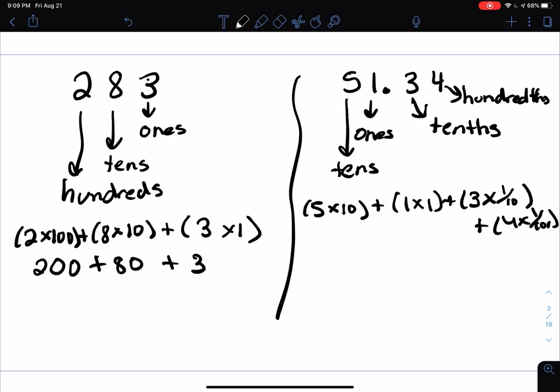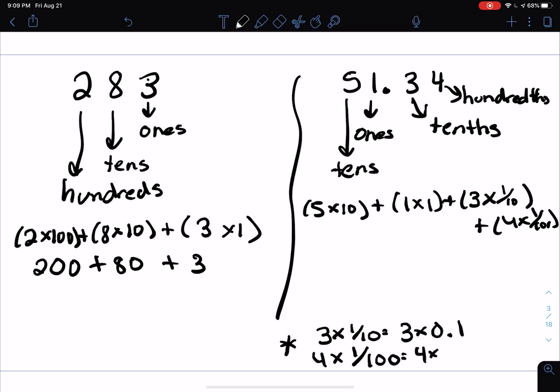But remember too, fractions can be written as decimals. So three groups of 3 times 1/10, that's the same thing as 3 times 0.1. 0.1 is the same thing as 1/10. 4 times 100th, sorry, is the same thing as 4 times 0.01. So notice how the 1 keeps shifting depending on what place value you're in.